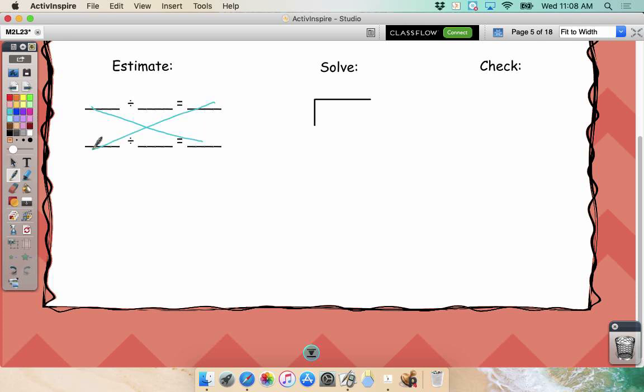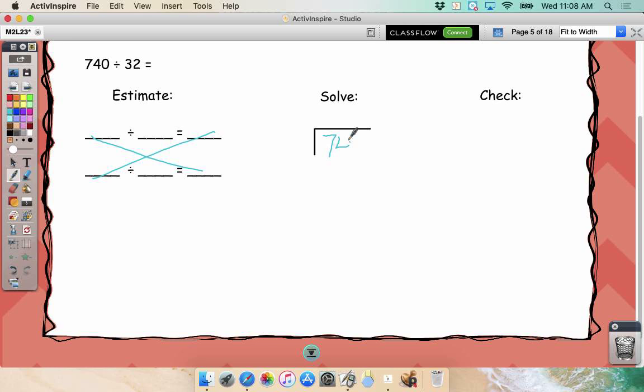Okay, so I'm not going to think about estimating. That's too much for little brains to think about. Let's write the problem. What is the problem? 740 divided by 32. And I'm going to start by putting a box around the 74. So you have that much done? So I'm going to think of 32 as what number? 30, okay? It's going to be easier to think of.